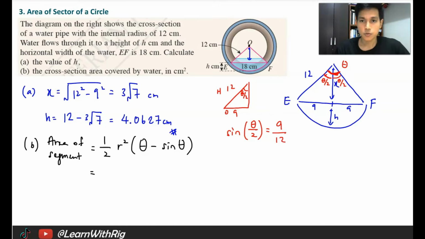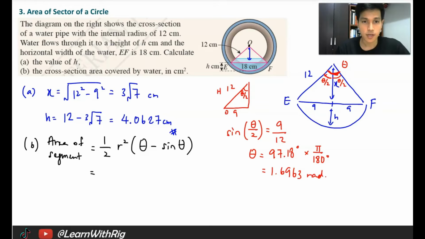So you can shift this, you should get your theta is equivalent to 97.18 degree. So this is in degree, but you also need in terms of radian, so you times pi over 180. So you should get your answer 1.6963 radian. So one in terms of degree, one in terms of radian.